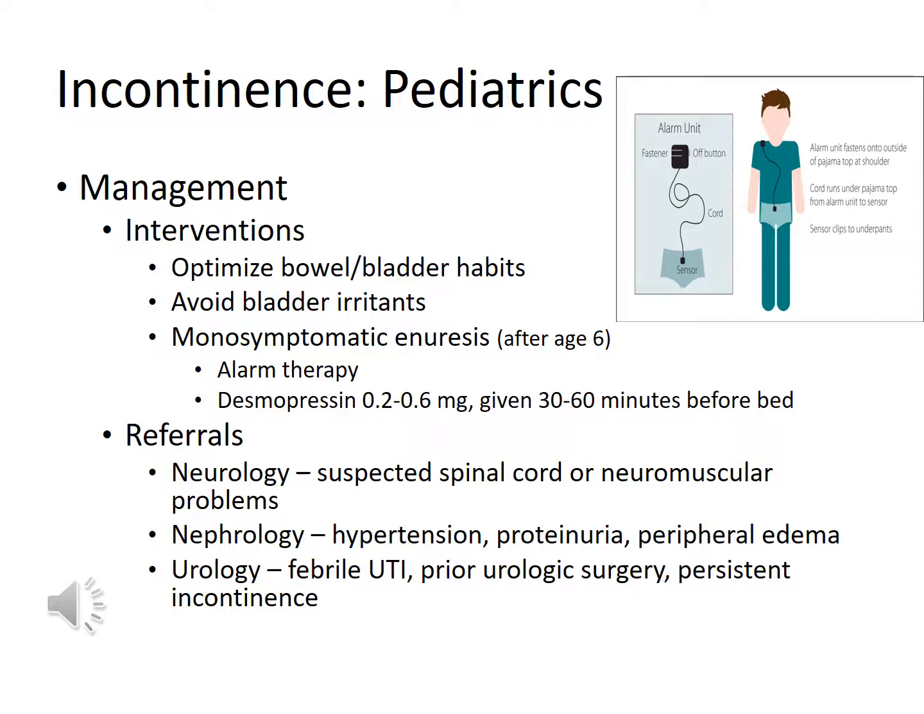Treatment for monosymptomatic enuresis is alarm therapy, and that's basically where the child wears an alarm unit that alerts them that they need to go to the restroom. They also can be given desmopressin, which is DDAVP, dosed at 0.2 to 0.6 milligrams, and it's given 30 to 60 minutes before bedtime.